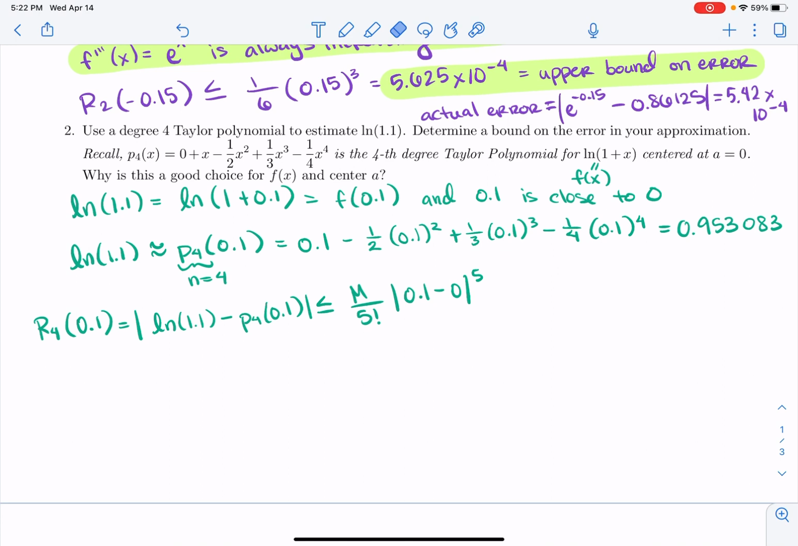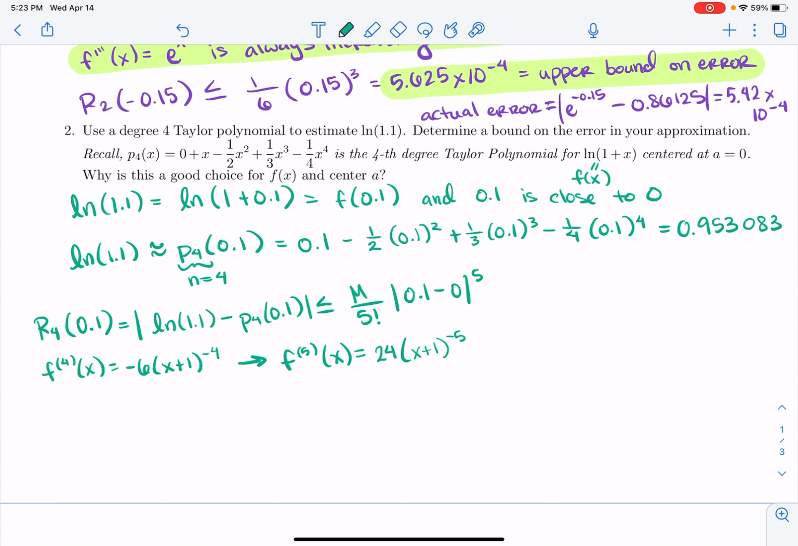This was number 3 on the activity from yesterday. So what we found was that the 4th derivative of x was equal to minus 6 times (x plus 1) to the minus 4. So that means that our 5th derivative of x is equal to 24 times (x plus 1) to the minus 5. So we are looking at the maximum value of this in order to choose m.